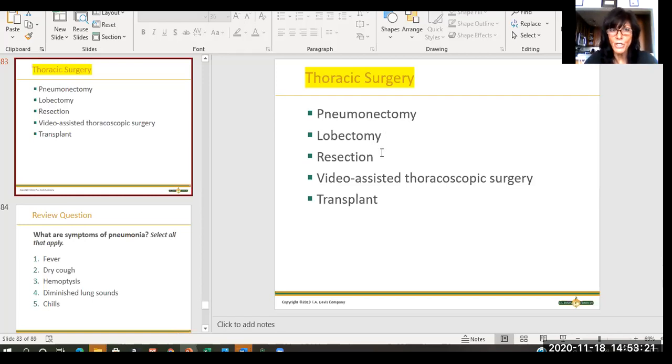Resection or a wedge resection, maybe a cancerous tumor has to be removed, and they're just going to go in and basically remove the tumor, right? And then, of course, lung transplants, which are more common now than ever before, but still kind of rare. And there you go.